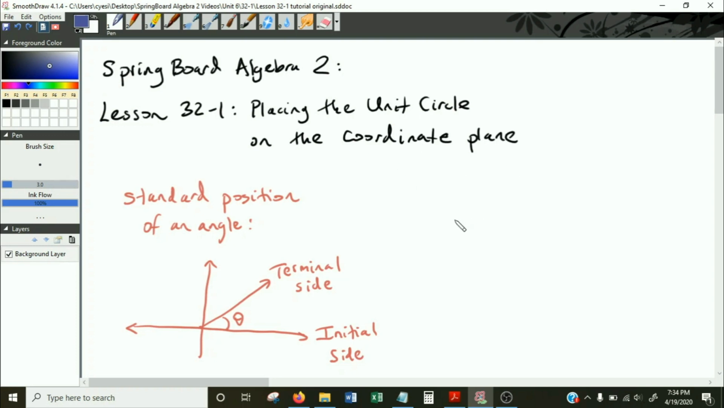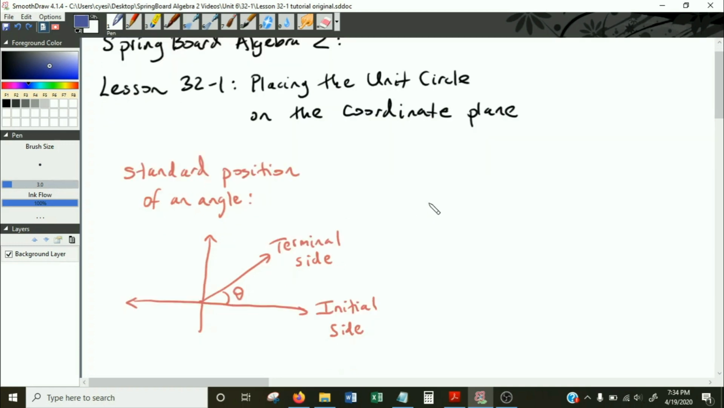To start off, we're going to talk about the standard position of an angle. So an angle theta like this, so this is theta, is pronounced as theta, and it's just a Greek letter that is commonly used to represent angles.